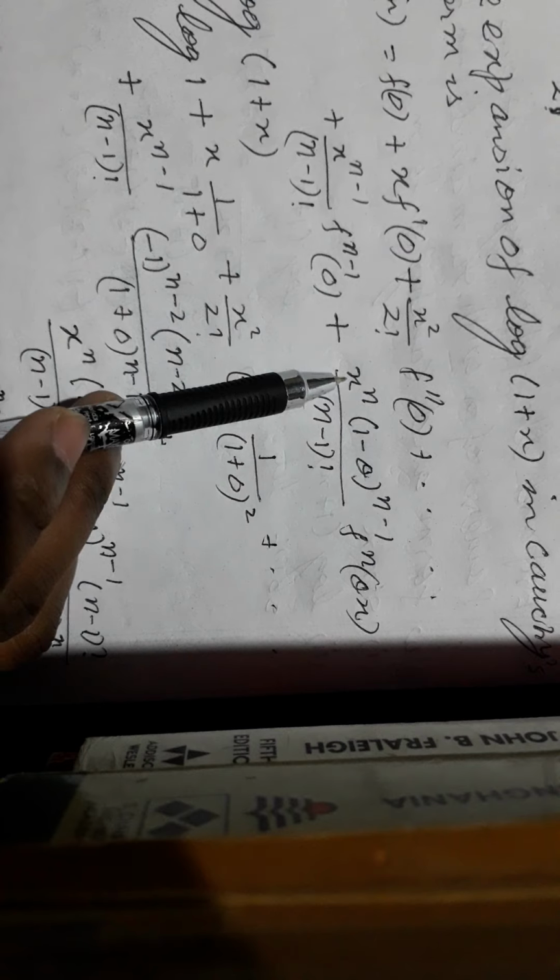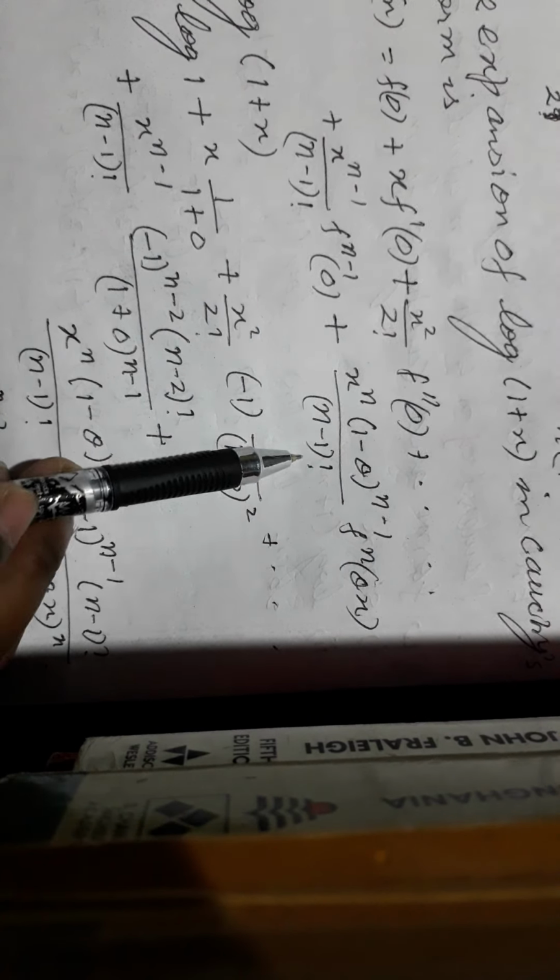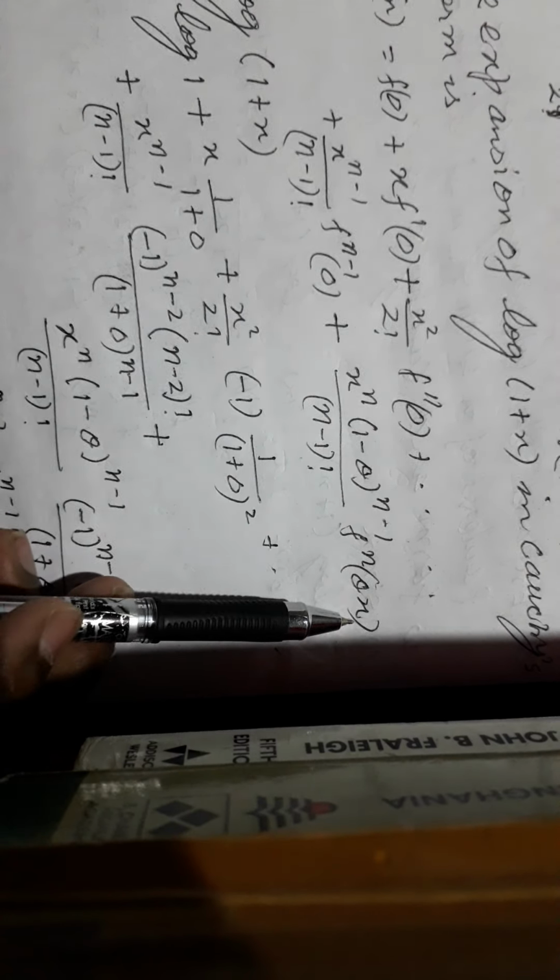So now we try to write the expansion of log(1 + x) in Cauchy form. So this is the Maclaurin theorem in Cauchy form: f(x) equal to f(0) plus x f'(0) plus x squared by 2 factorial f''(0) plus and so on, plus x^(n-1) by (n-1) factorial f^(n-1)(0), plus x^n (1 - θ)^(n-1) by (n-1) factorial f^n(θx).